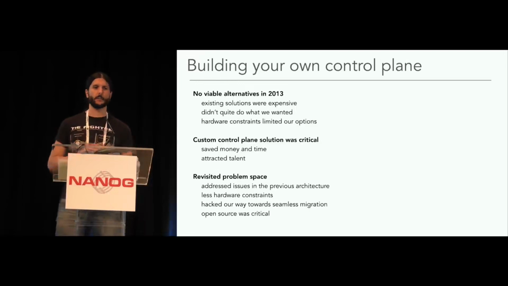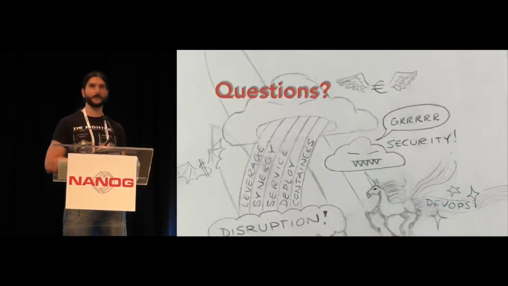We finally hacked our way into this seamless migration, which makes a big difference. And open source was critical, because without open source we couldn't have pulled this off, because resources would have been an issue. And this is everything. If someone has questions, I'll be happy to answer them.